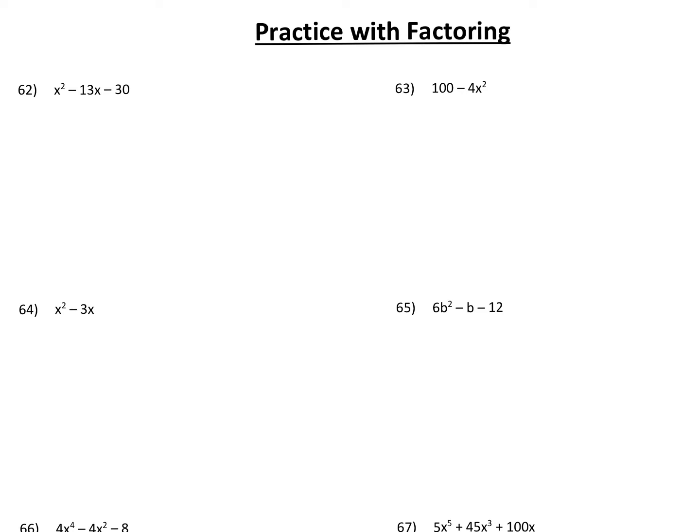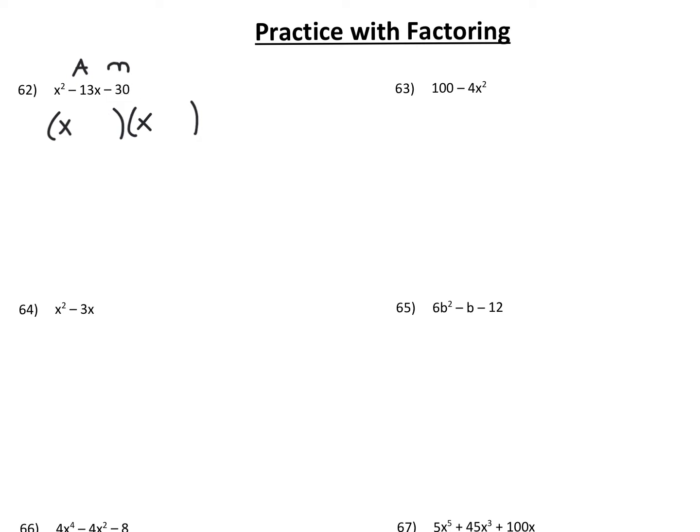Because there's a 1 in front of the first term right here, this is where we just set up two sets of parentheses. We take the square root of this first term, so the square root of x squared is x, and that goes in the first spot in each parenthesis. And then we just come up with two numbers that add to the middle term and multiply to the last term. Okay, remember, if they multiply to a negative, they have to have different signs.